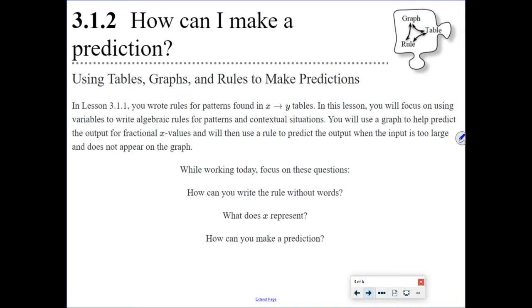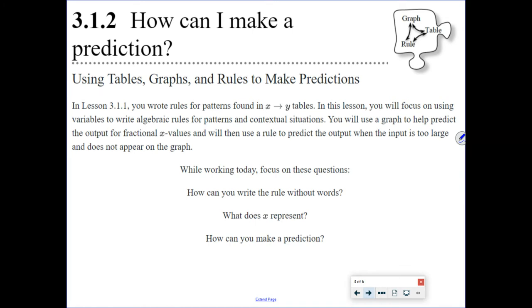In lesson 3.1.1, you wrote rules for patterns you found in XY tables. In this lesson, you will focus on using variables to write algebraic rules for patterns and contextual situations. You will use a graph to help you predict the output for fractional x values, and will then use a rule to predict the output when the input is too large and does not appear on the graph. I know that's a lot of information, and it's like, what on earth? Basically, we're really going to be using tables, graphs, and rules to make predictions.